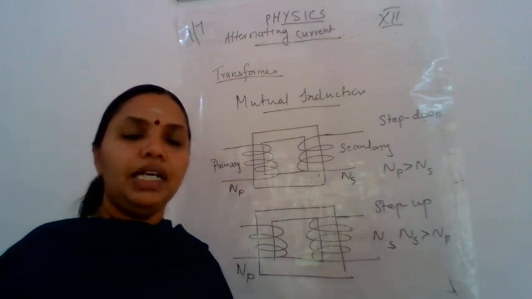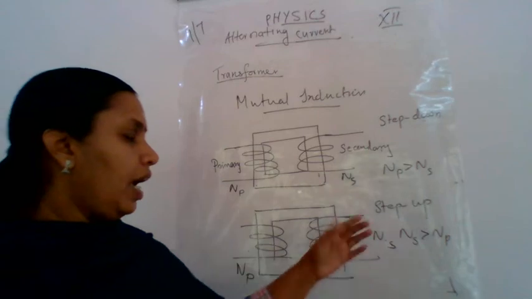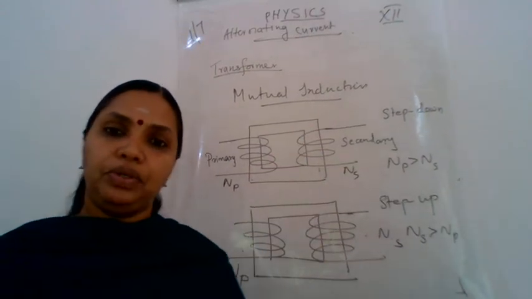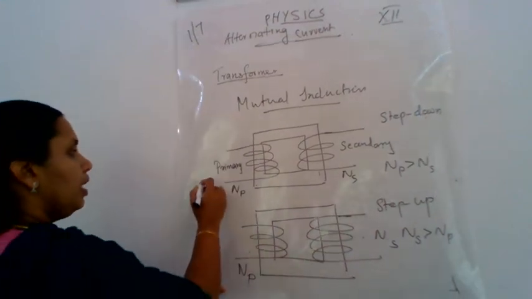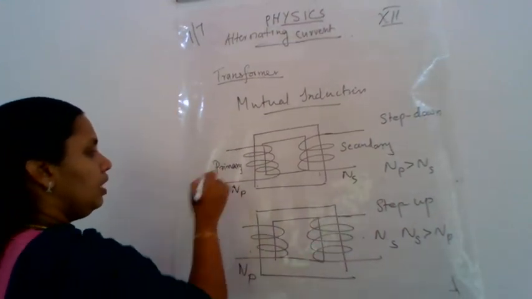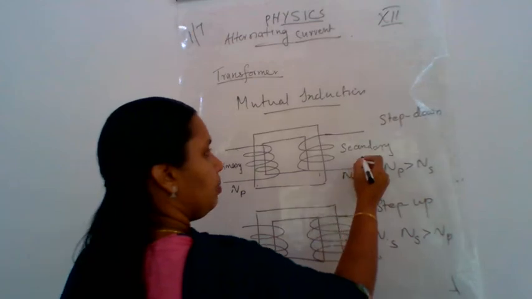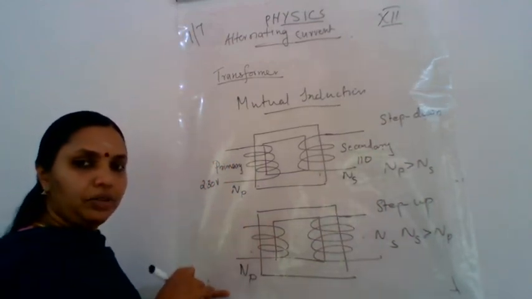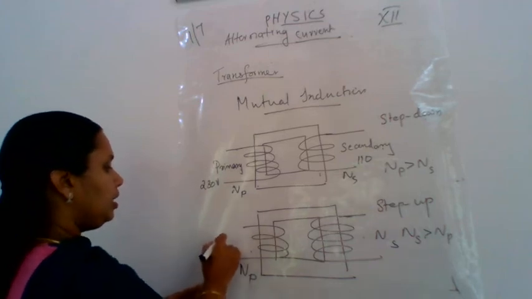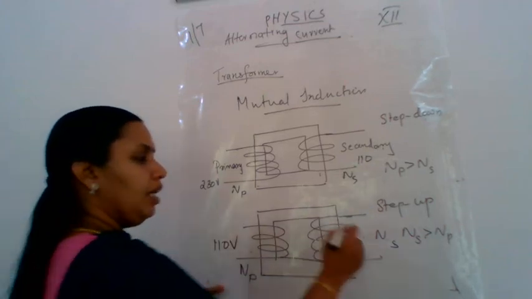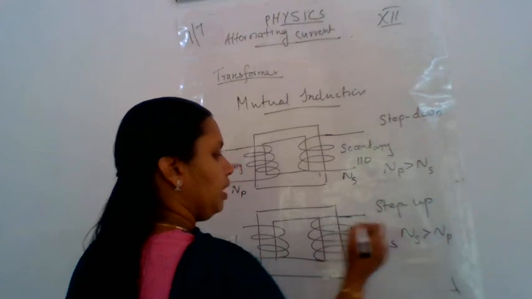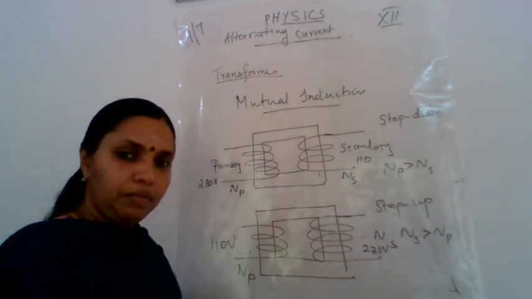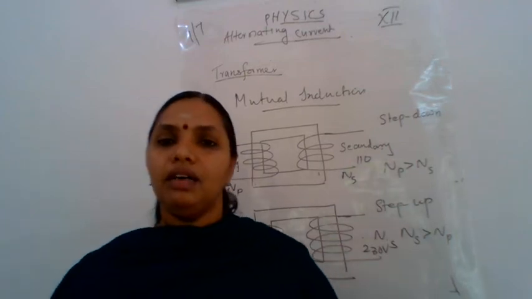A step down transformer decreases the input voltage, and a step up transformer increases the input voltage. Suppose we give 230 volt in the primary of a step down transformer, we can make it 110 volt or lesser, according to the number of turns. And if we give 110 volt, we can make it 230 volt. So step up increases the voltage and step down decreases the voltage.